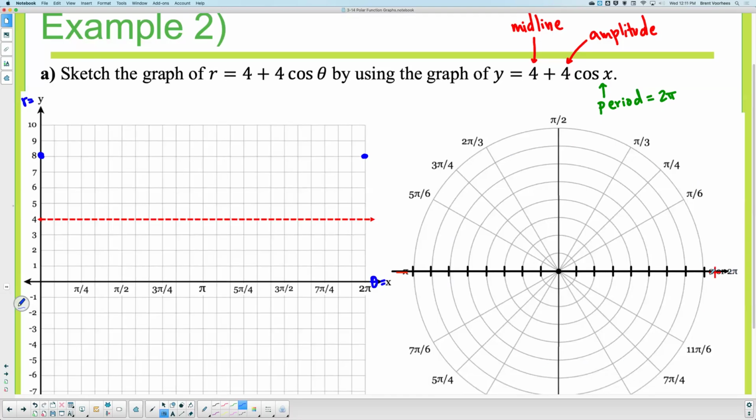Okay, when will cosine achieve its minimum? Where does the minimum occur? At pi. At pi, go over here and go 4 units down from the midline.